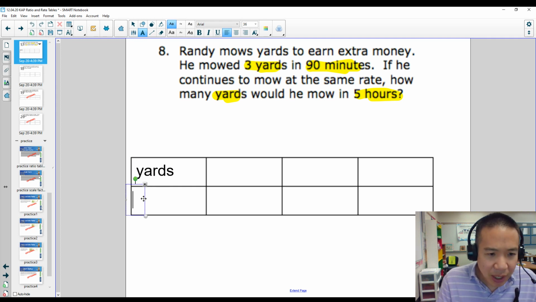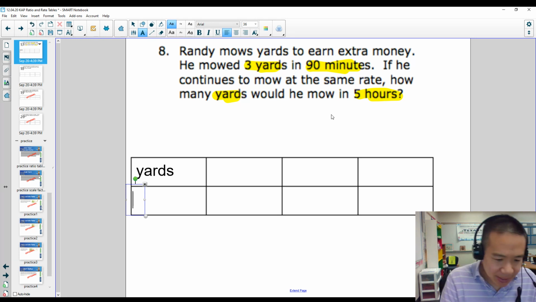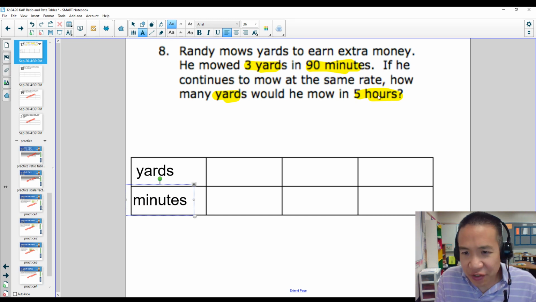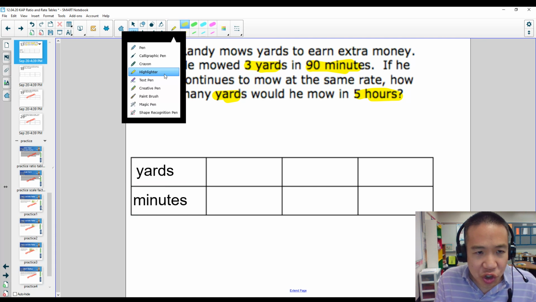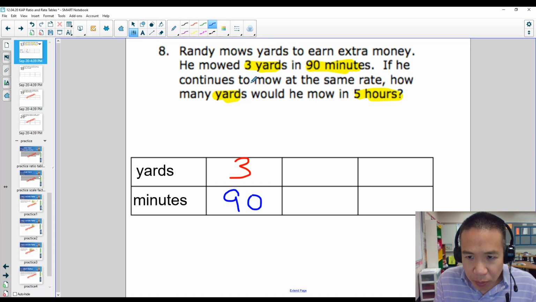But what type of time do I want to use? I'm going to use minutes because here they list it as minutes. So we need to figure out what 5 hours is. Now it's time to put the numbers in the correct spot. 3 yards take how many minutes? 90 minutes. How many yards would he mow in 5 hours?